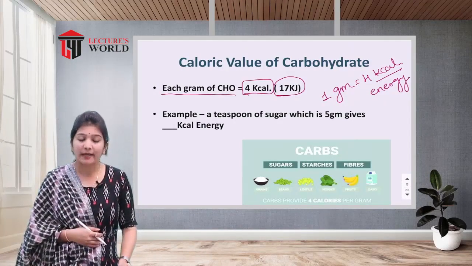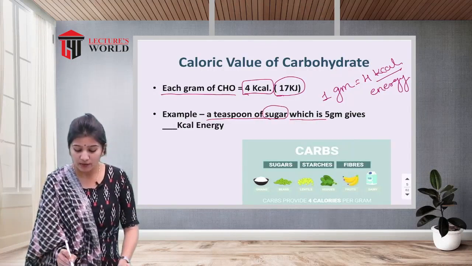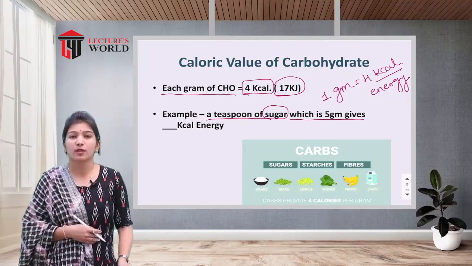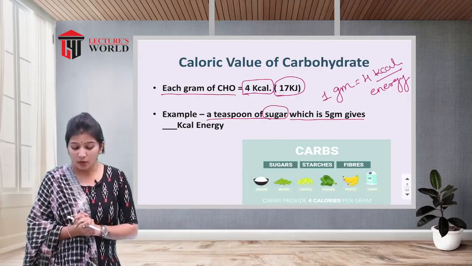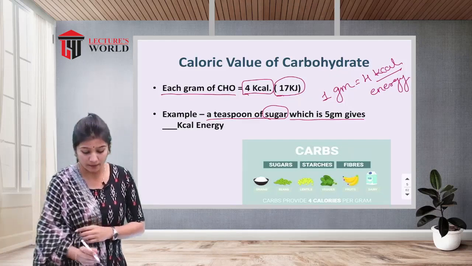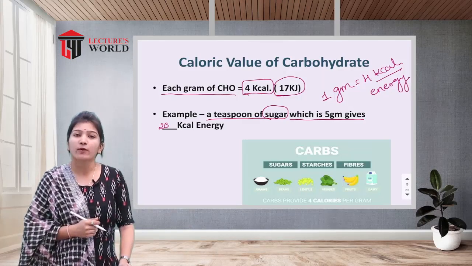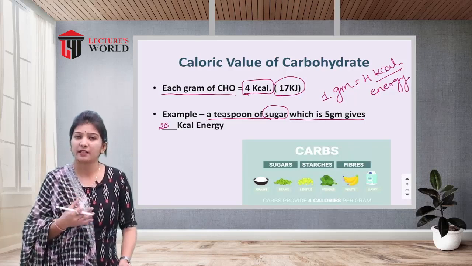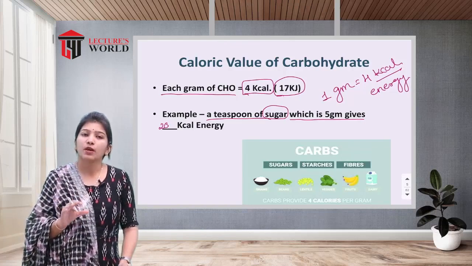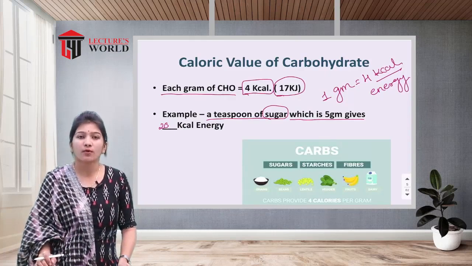Here they have mentioned an example as well: a teaspoon of sugar, which is 5 grams, gives how much kilocalorie? If you are having 5 grams of sugar, how much calorie will you gain? You need to multiply 5 into 4 kilocalorie, so that is 20 kilocalorie. So 20 kilocalorie of energy you will get if you are having 5 grams of sugar, either in tea, in coffee, in processed milk, or in sweets. So this is the example of the calorie value of carbohydrate.